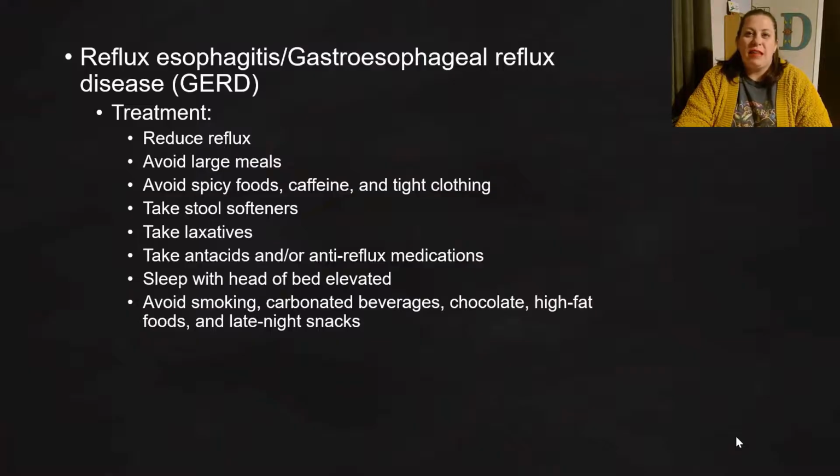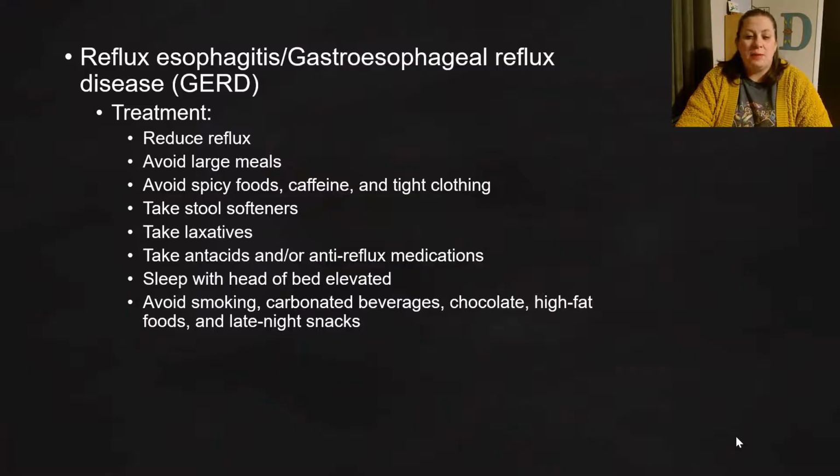The spicy food and the caffeine could actually irritate the lining, cause increased amounts of acid being formed in the stomach, which would aggravate this problem. We also see that they may want to take stool softeners. Using laxatives to help move the food and everything through the system a little more quickly may be helpful. Taking antacids or anti-reflux medications may be useful, like Tums or maybe Prilosec, whatever it may be that you would use for that.